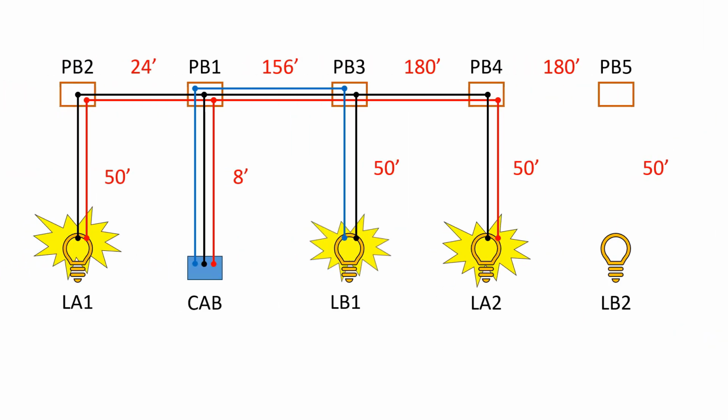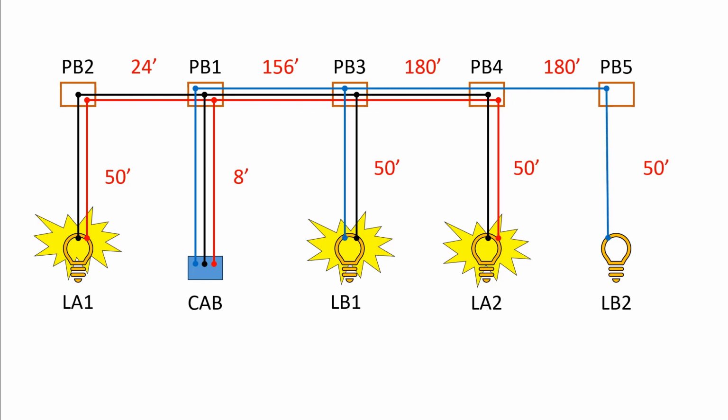The last thing we need to do is run the wires for light LB2. That's the last light on the B circuit. We will connect to the hot B wire in PB3 and run it all the way over to PB5 and continue to LB2. We will extend the neutral wire from PB4 to PB5 and continue to LB2, energizing the light.